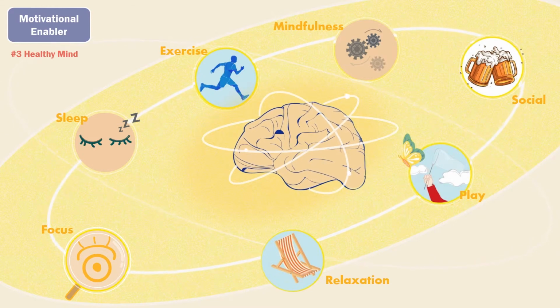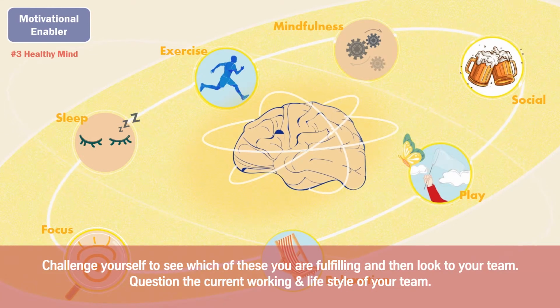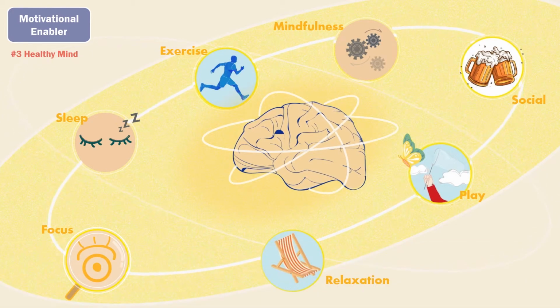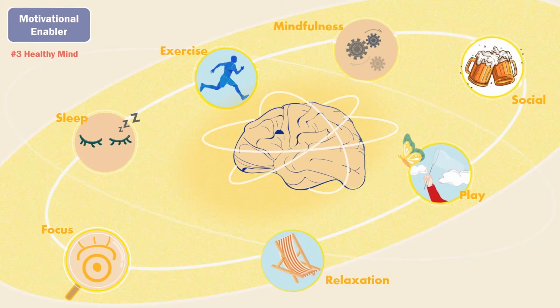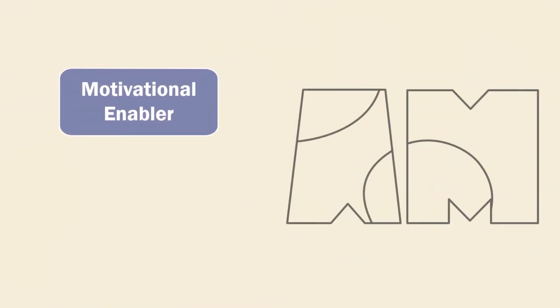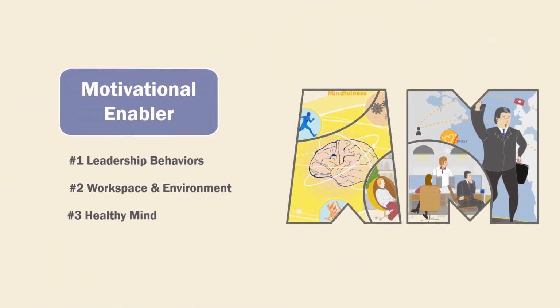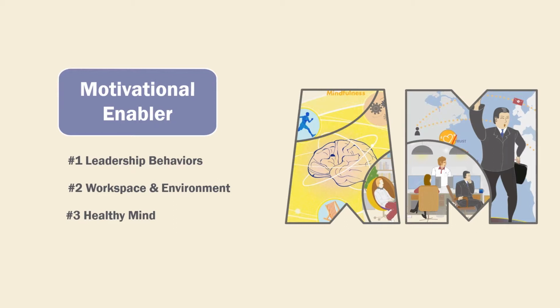Start with your own mind, challenge yourself to see which of these you're fulfilling, and then look to your team. Question the current working and lifestyle of your team. What might be changed to enhance or enable their 7 practices? Remember, any of the 3 motivational enablers may work as a form of motivation, but more so, they serve as the opening up for the team to other performance possibilities.